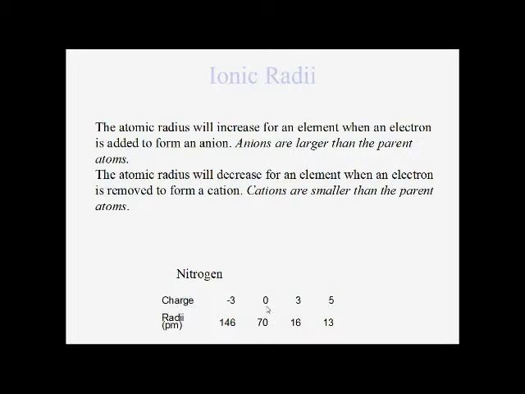So for nitrogen, we see that the neutral atom is 70 picometers. The negative 3 anion is 146 picometers. The plus 3 cation is 16 picometers, and the plus 5 cation is 13 picometers. So we get larger as we go negative, and we get smaller as we go positive.